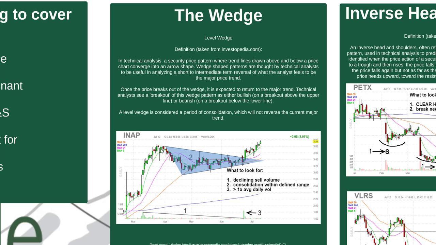So after a move, we see our declining sell volume. We have a big spike in volume, and then we've got this slow trickle, trickle, trickle. We want to see consolidation within a defined range, and that's what this wedge is right here. This is consolidation within this wedge. And then on the break, if you're long the stock and that breaks out above the upper trend line, one of my rules is I want to see at least greater than 1 times average daily volume above that trend line.